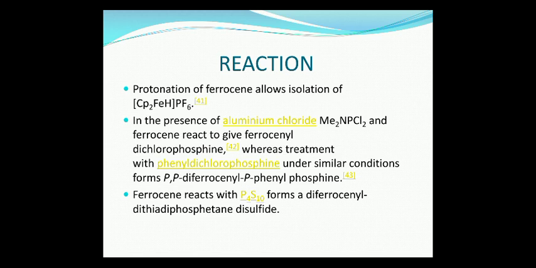At first, protonation of ferrocene allows isolation of [Cp2FeH]PF6 in the presence of aluminum chloride. Me2NPCl2 and ferrocene react to give ferrocenyl dichlorophosphine, whereas treatment with phenyl dichlorophosphine under similar conditions forms p,p-diferrocenyl phenylphosphine. Ferrocene reacts with P4S10 to form a diferrocenyl diphosphine disulfide.